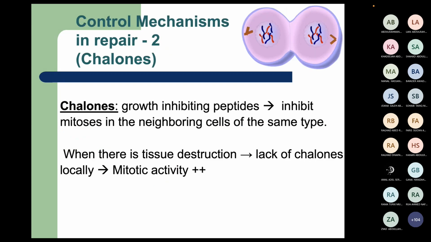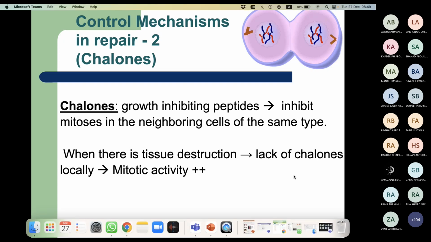The second mechanism is called kelons. Kelons are some molecules. There are the peptides which inhibit growth. They inhibit the mitosis in the neighboring cells. Kelons, they are growth inhibiting. They stop the growth. So normally they are present in the tissue, so they will not allow the division to occur. They will not allow the mitosis to occur. But whenever there's injury, whenever there's tissue destruction, the level of kelons will fall in that area. The level of these molecules will decrease, and when the level of these molecules is decreased, mitotic activity will increase.